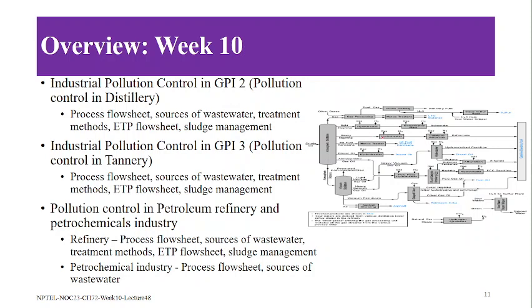So the flow sheet for the refinery industry was discussed, and the different sources of wastewater from the different components, followed by the treatment methods. In that, the ETP flow sheet, which is a detailed ETP flow sheet, which has the primary methods and the secondary methods and the tertiary method to generate the treated wastewater, which has the permissible limit of the pollutants, and the sludge management for the refinery industry was discussed, and in the petrochemical industry, the process flow sheet and the sources of wastewater were discussed.